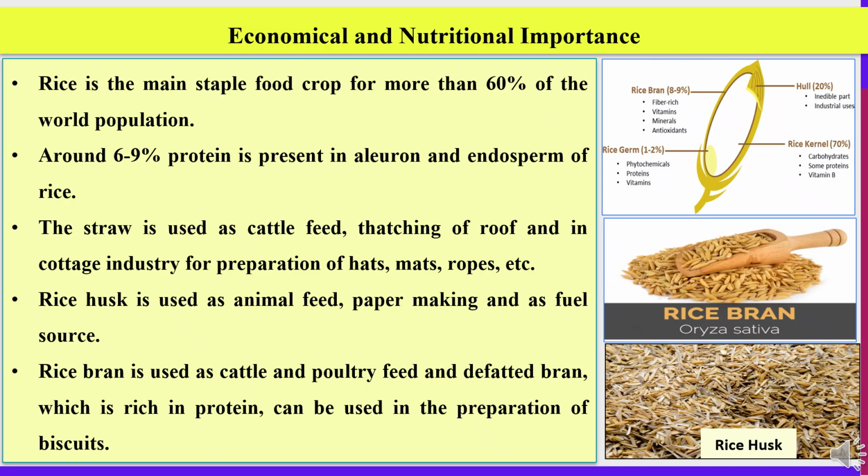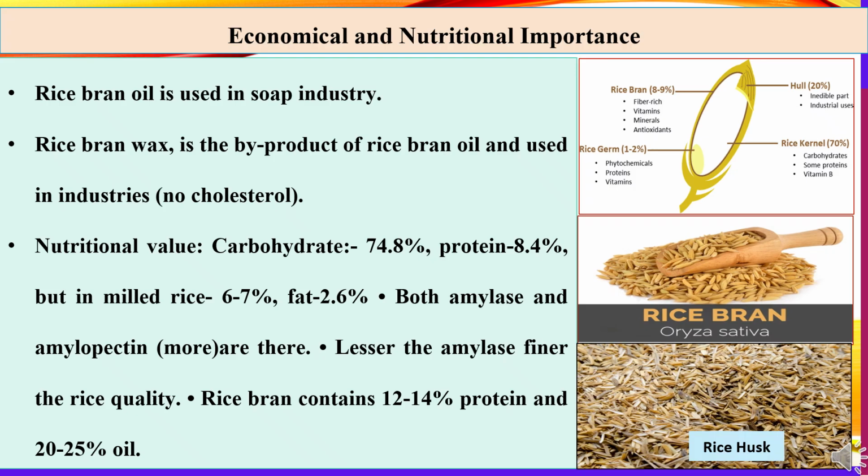Around 6 to 9% protein is present in aleurone and endosperm of rice. The straw is used as cattle feed, thatching of roof and in cottage industry for preparation of hats, mats, ropes, etc. Rice husk is used as animal feed, paper making and as fuel source. Rice bran is used as cattle and poultry feed, and defatted bran, which is rich in protein, can be used in the preparation of biscuits. Rice bran oil is used in soap industry. Rice bran wax is the byproduct of rice bran oil and used in industries, no cholesterol.